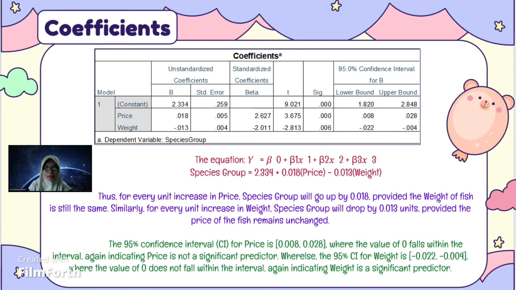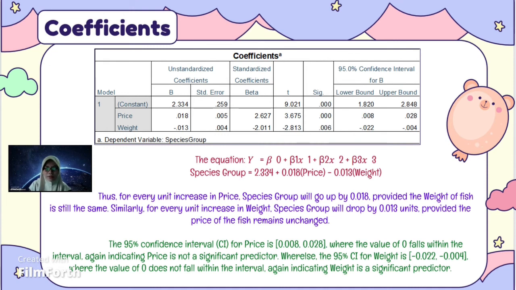Lastly, coefficients. The equation is y equals b naught plus b1x1 plus b2x2 plus b3x3. So, species group equals 2.334 plus 0.018 minus 0.013. Thus, for every unit increase in price, the species group will go up by 0.018, provided the weight of fish is still the same. Similarly, for every unit increase in weight, species group will drop by 0.013 units, provided the price of the fish remains unchanged.